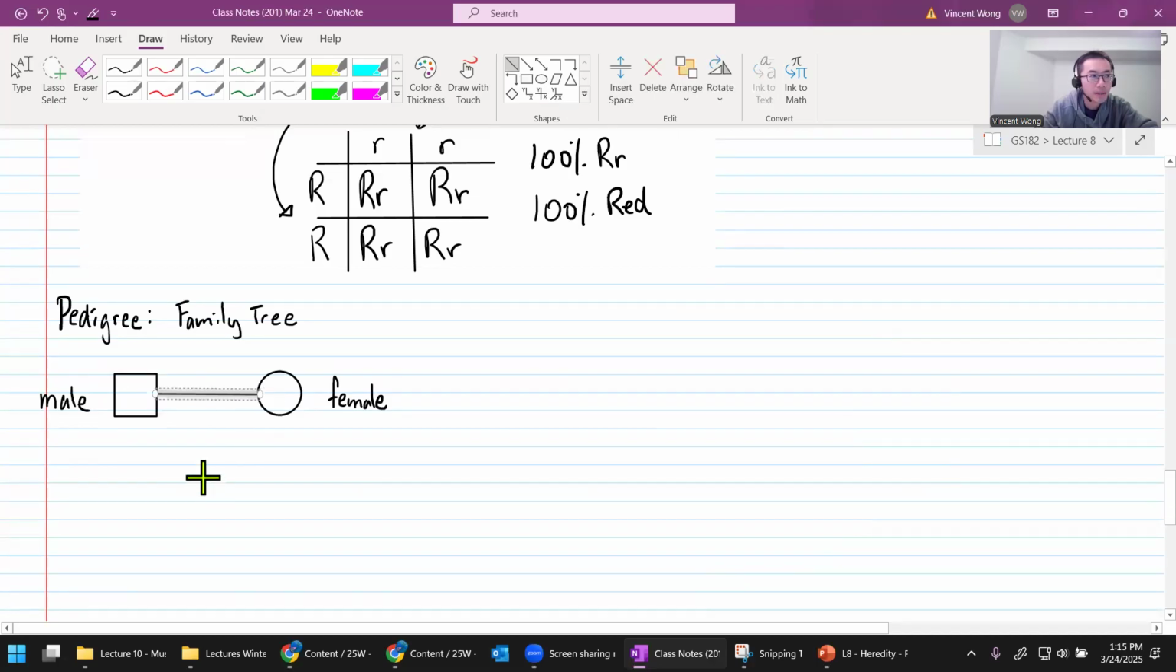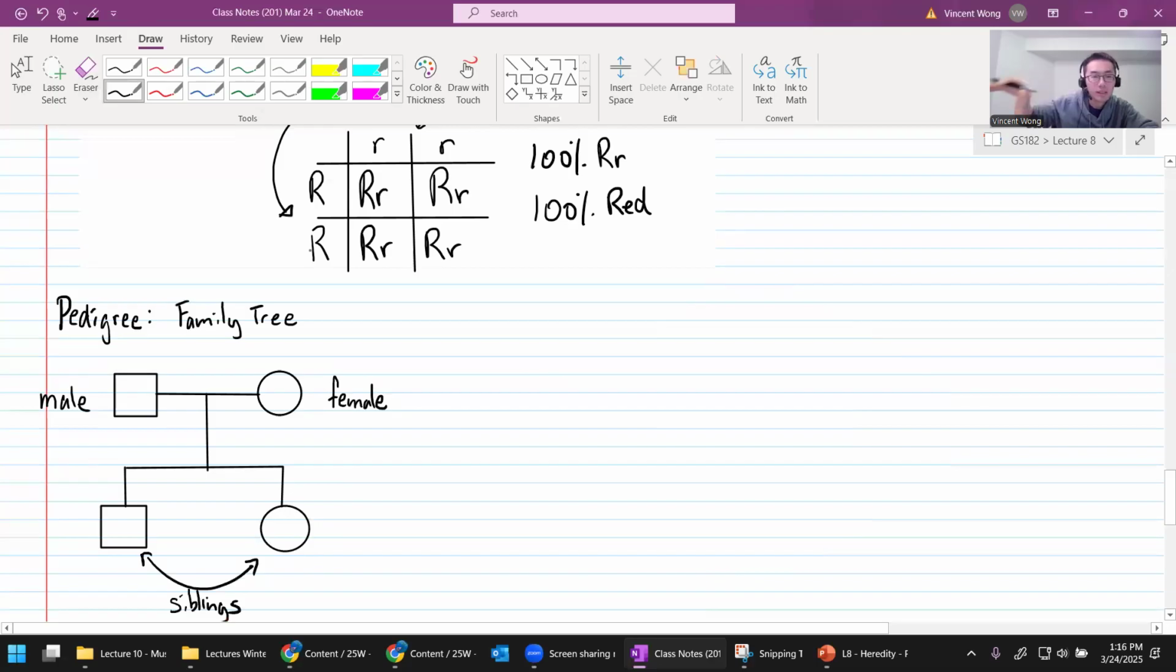If you connect them sideways, that means they're gonna have babies together. Okay. So one son and one daughter. Who are these? Siblings. Okay. So if they're on the same row, then it's the same generation. Okay. So let me try again here.